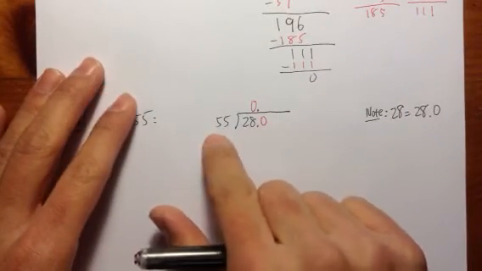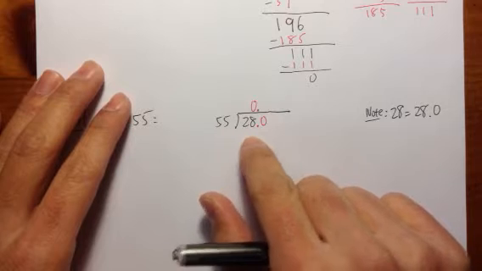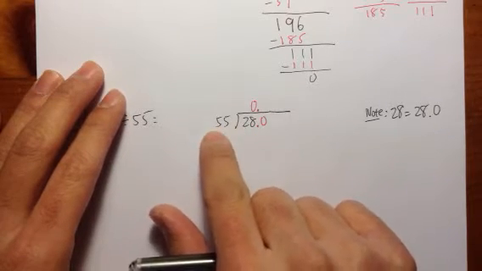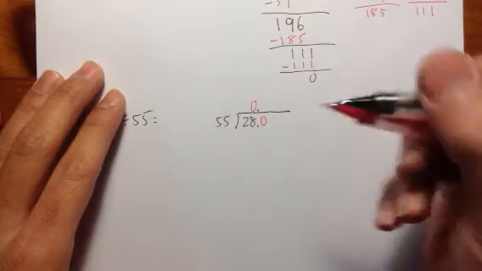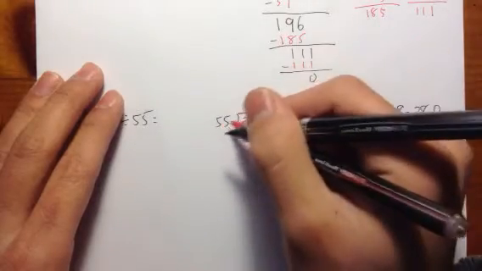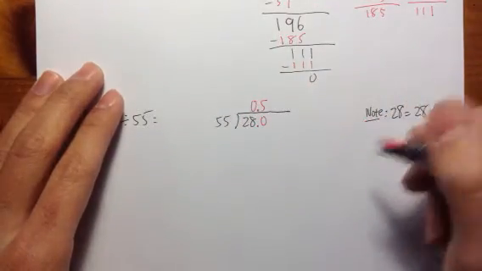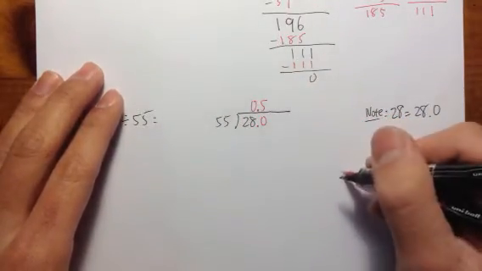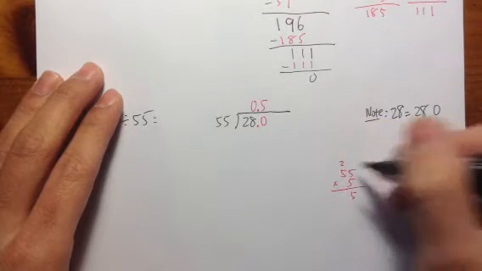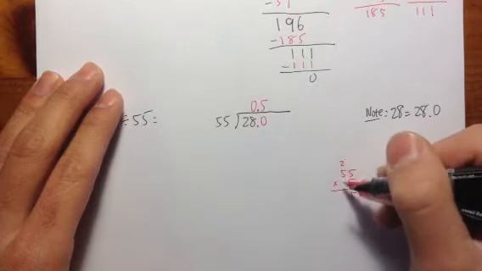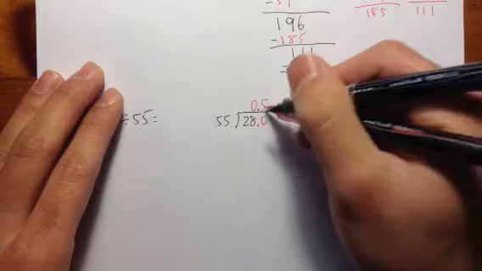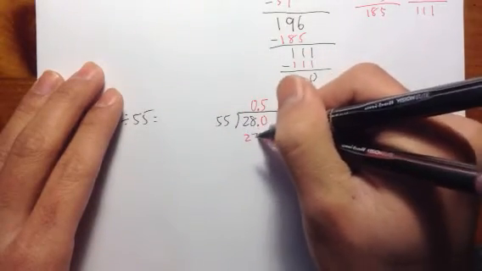Now, 55 goes into 280. I'm looking at this number as 280. 55 goes into 280 5 times. 5 times 55, let me do the calculation down here. 55 times 5. 5 times 5 is 25, with 2 carried over. 5 times 5 is again 25, but plus a 2 is 27. So 5 times 55, you get 275.